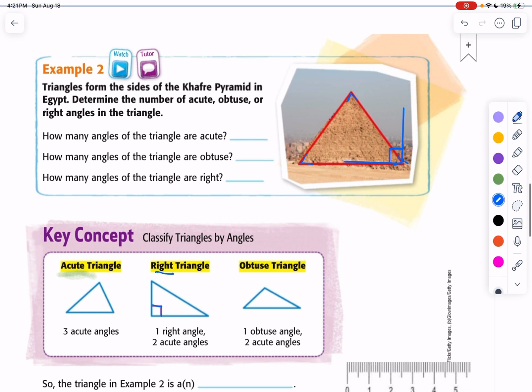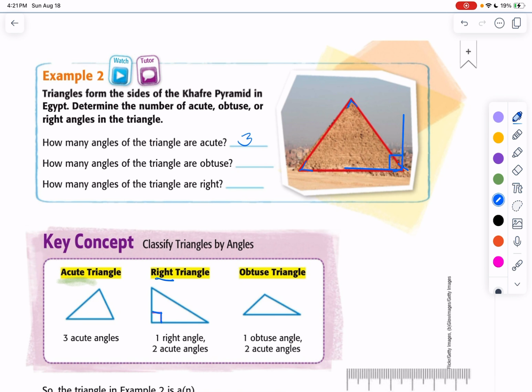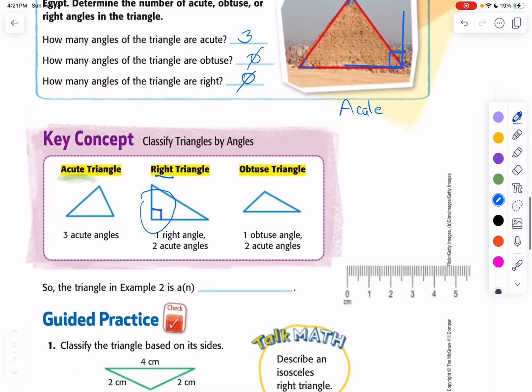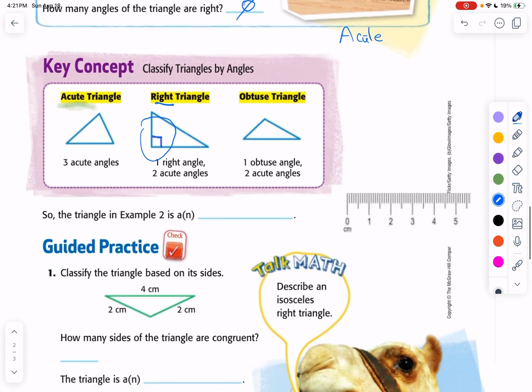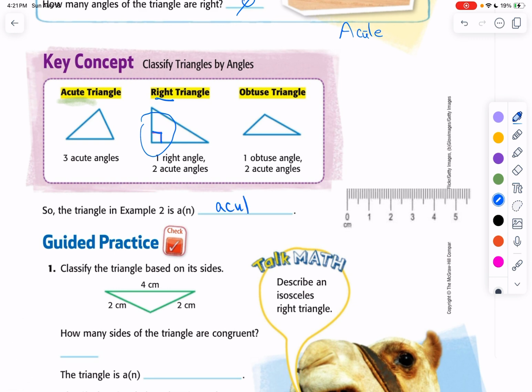Okay, so how many angles of the triangle are acute? That was all three of them. How many angles of the triangle are obtuse or wider than the corner of a sheet of paper? None of them. And how many of the angles are right angles, like this right here, like the corner of the sheet of paper? None of them. So what do we have here? We have an acute triangle. All right? So triangle in example 2, oh, that's where we're supposed to write it, I guess. Acute on this line here.